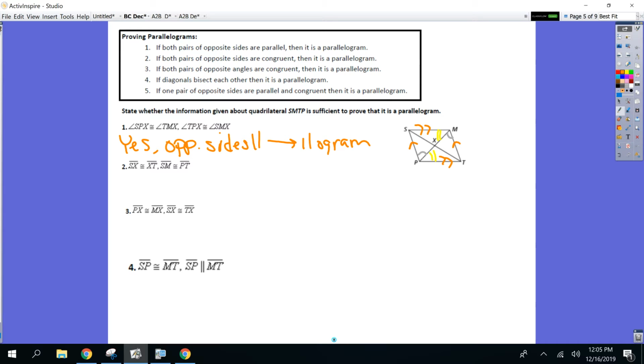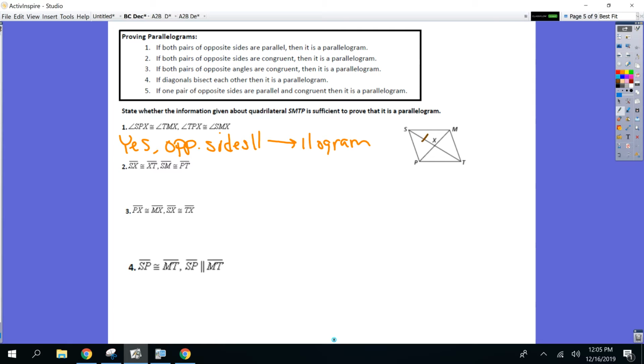Questions? Yes. Correct. One pair is not going to cut it. It's got to be both pair. All right. What about this next piece of information in number 2? Ready?